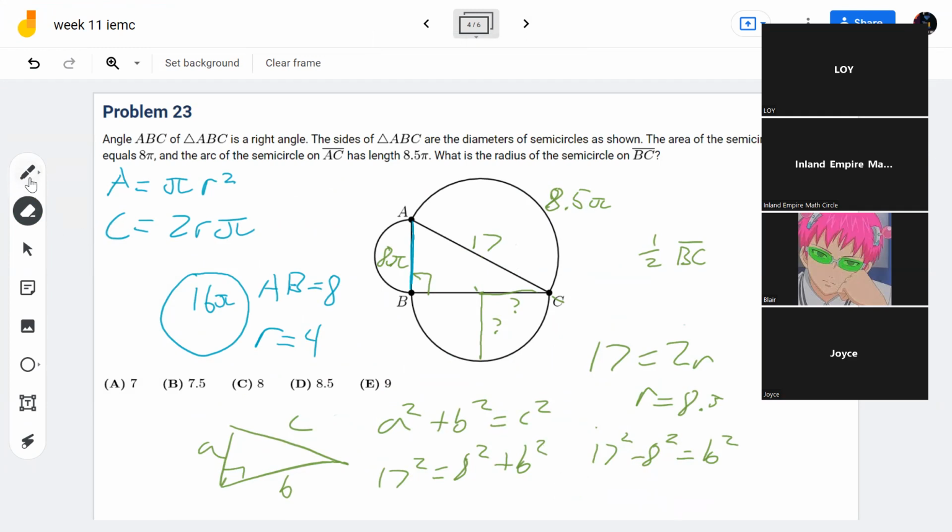You guys don't have to understand all the algebra for this completely, but what we're getting here is that we solve for this using the Pythagorean theorem. We got B squared equals 225. And to get the square root of that, that's 15, because 15 times 15 equals 225. So now we're almost done. We know BC.